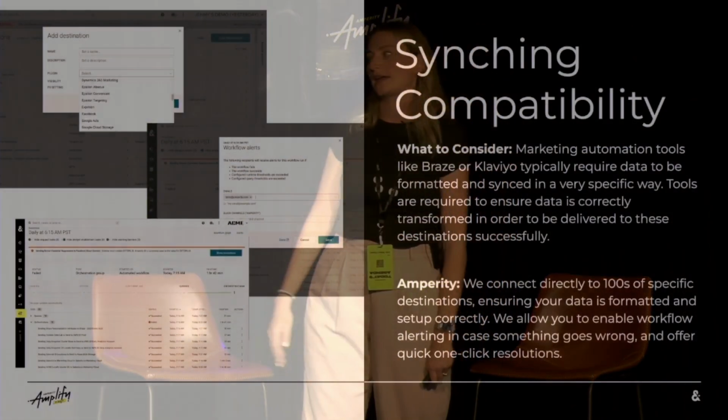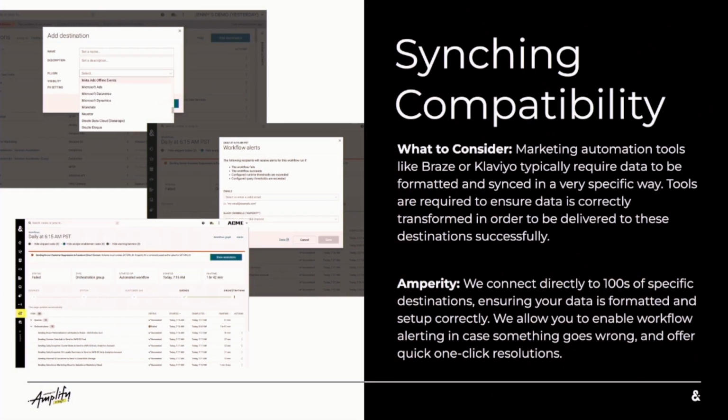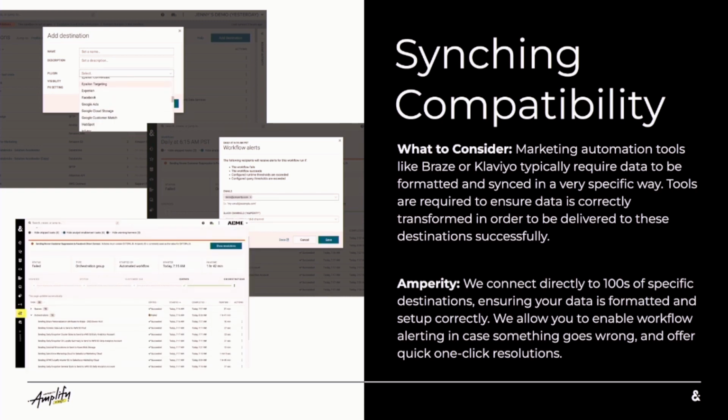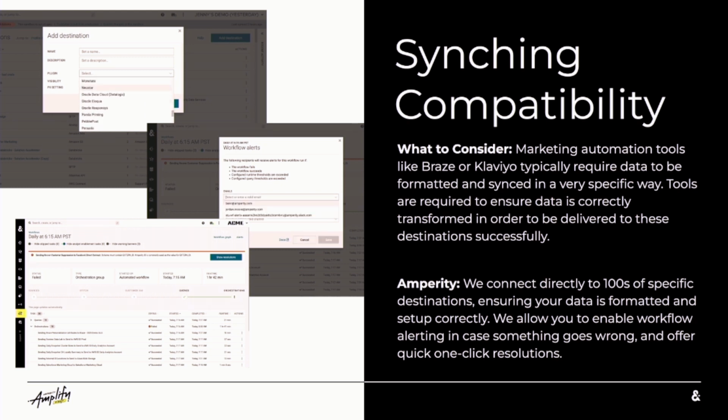So at Amperity, hopefully you all know this, but we have hundreds of destinations you can connect to. And we really help you select the one that you want to send to and then get your data set up successfully to send to that destination. And if for some reason something doesn't actually work, we let you set up workflow alerts where you can put in any email that you want that will send to somebody immediately when something fails.